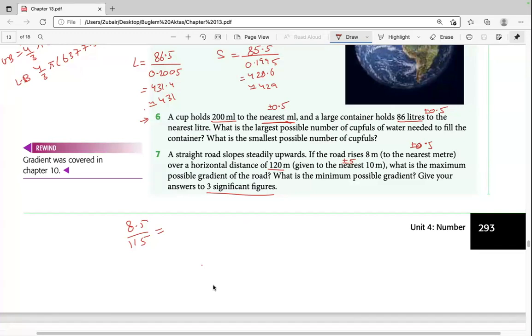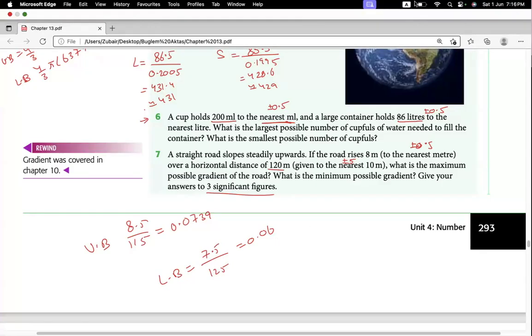So it'll be 0.0739, right? 0.0729. Very good. And then the lower bound would be 0.06. That's right, with 7.5 and 125, 0.06.